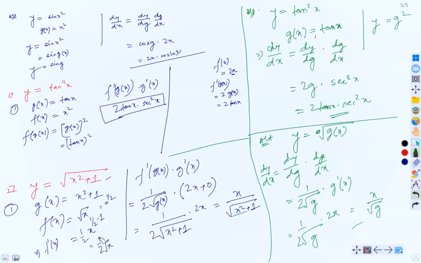Okay. I hope you have understood how to solve this type of problem. If you have any doubts, do let me know. Now let's do some problems on multiplication and division in differentiation. First I will write down the formula and then I will show you some examples based on that.